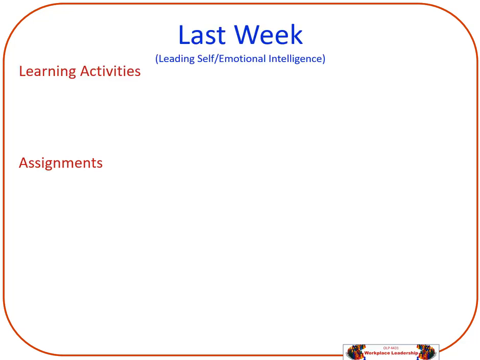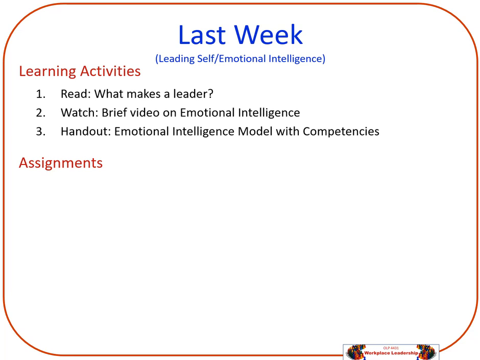Last week we began the part of the course where we're looking at the competencies about leading self. We also talked about emotional intelligence. In terms of learning activities, I had you read an HBR, Harvard Business Review article, What Makes a Leader by Dan Goleman. You watched a brief video that I created on emotional intelligence, and I also had a handout to go with that listing competencies with the four quadrants of Goleman's emotional intelligence model.